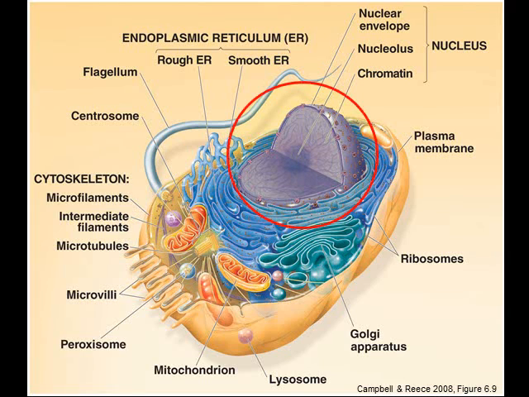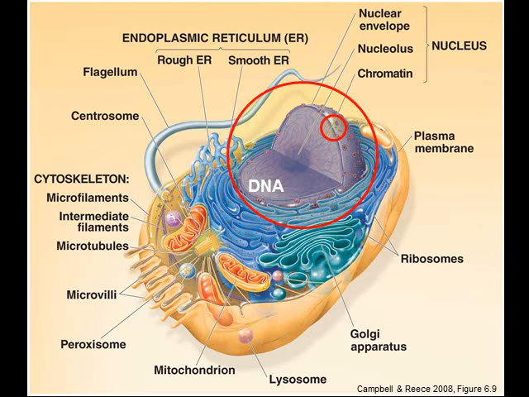Let's begin with the nucleus. That's the headquarters of the cell. The nucleus contains your DNA arranged in the form of chromosomes. The nucleus is a fortress surrounded by two membranes. That's two phospholipid bilayers. We call this the nuclear envelope.